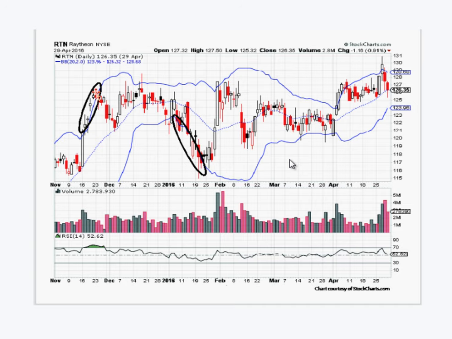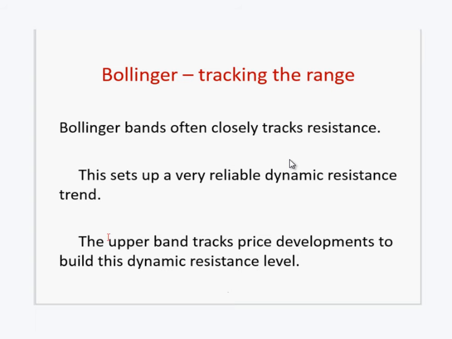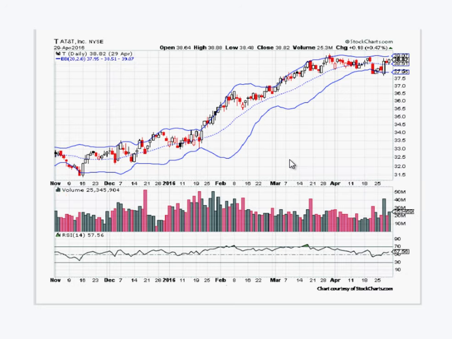Trading above the upper band and below the lower band is simply as effective as trend lines in showing you what's happening at that moment. But in order to spot the end of that trend, you do need the candlesticks and other signals. Now, another signal that I like to use Bollinger for is that it often tracks resistance very, very closely, and it sets up what I like to think of as a reliable dynamic resistance trend. As I said at the beginning, resistance most often is thought of as a straight line, but look at this chart for a second, and you'll see what I mean.